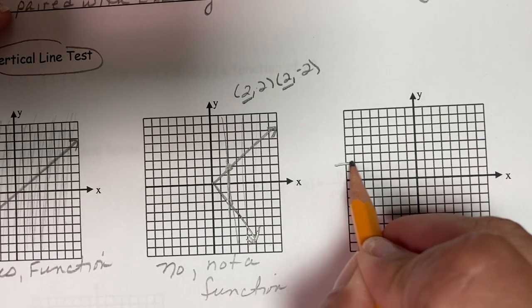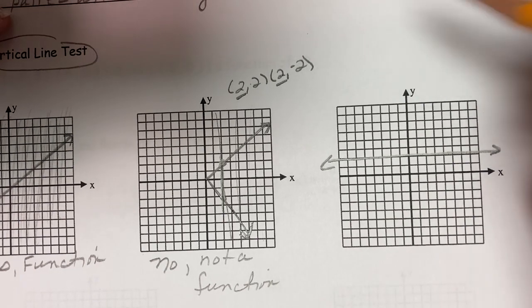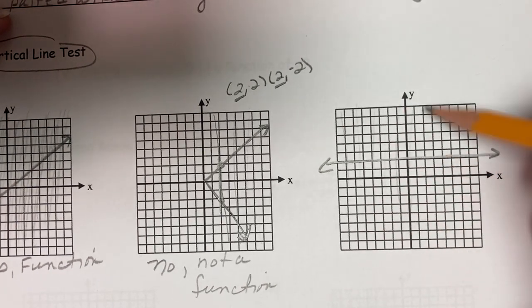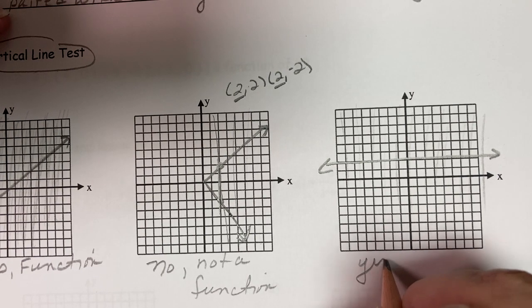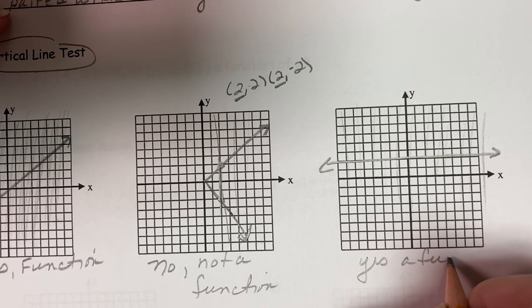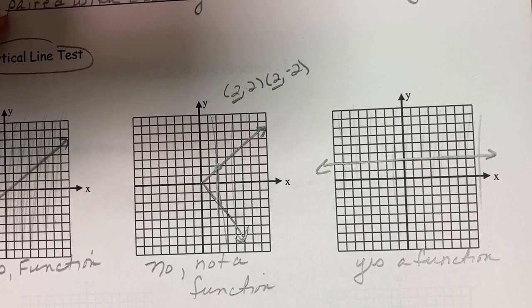How about this graph right here? Is that a function? Does it pass the vertical line test? Yes, it does. Yes, a function. And in fact, every single line will be a function, except for one line or one type of line. And that type of line is a vertical line.